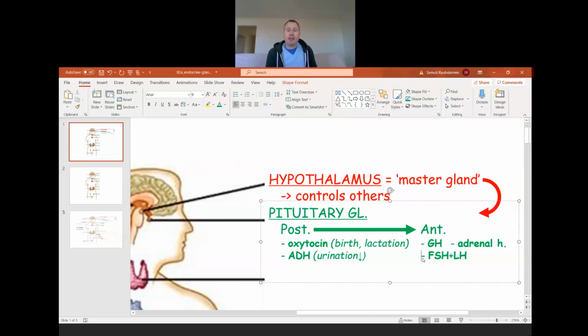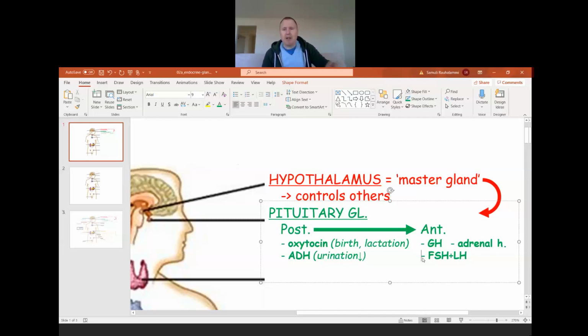LH stands for luteinizing hormone, which is more involved with triggering the ovulation, the release of the egg. So it also plays an important role, especially in the control of the female menstrual cycle. We'll see the follicle stimulating hormone and luteinizing hormone also in the male system, but I'll leave that discussion for the time when we get to the end of the semester.